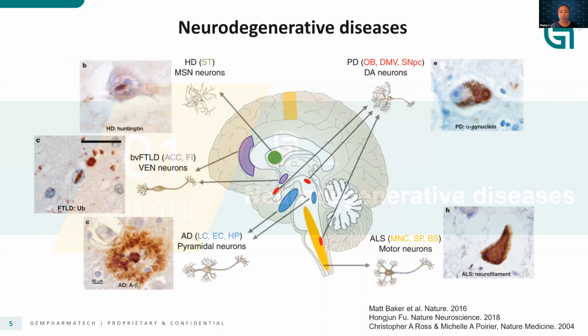Here are the several areas of neurodegenerative diseases that we are thinking about, from Huntington's to frontal temporal dementia, ALS, as well as AD and PD. As alluded to, I'll be focusing on AD, where predominantly the pyramidal cells are affected in the cortical and hippocampal areas. From the PD perspective, it is the dopamine neurons that are affected in the dorsal motor nucleus of the vagus or the substantia nigra area.